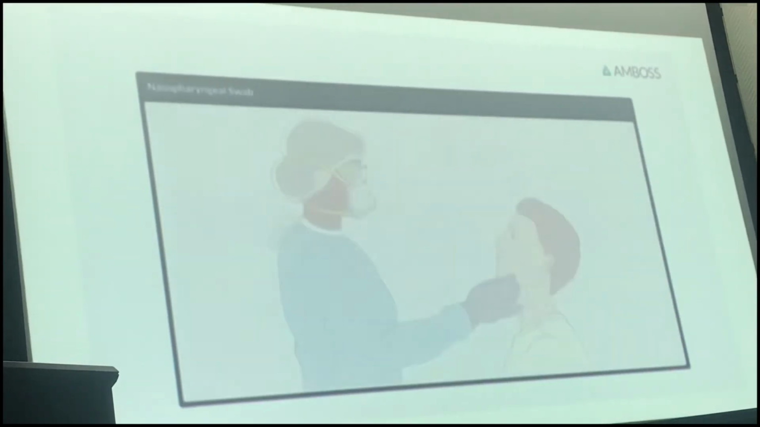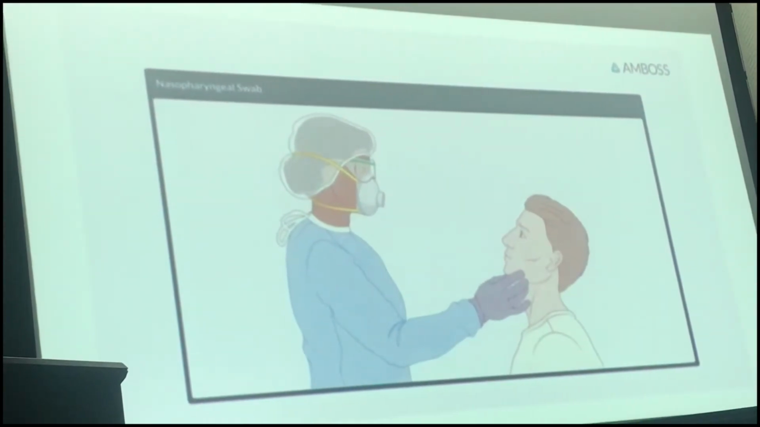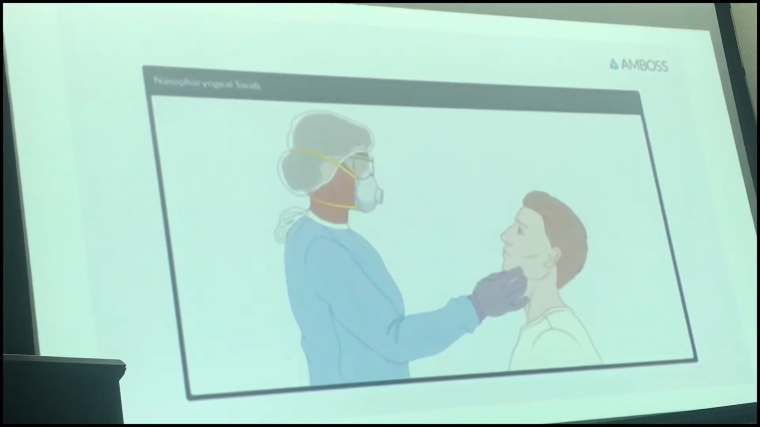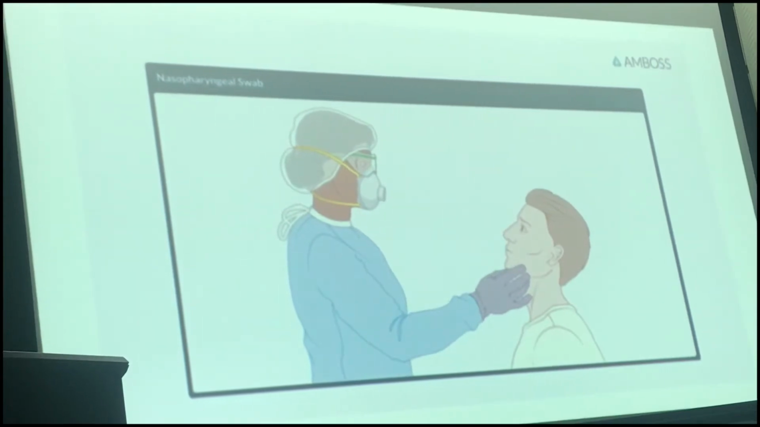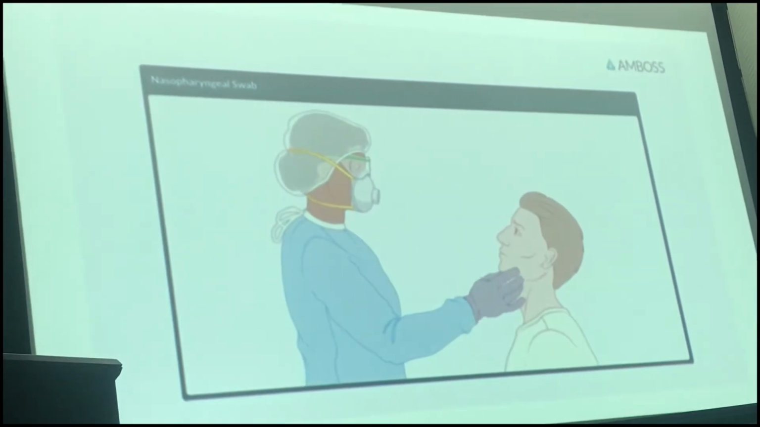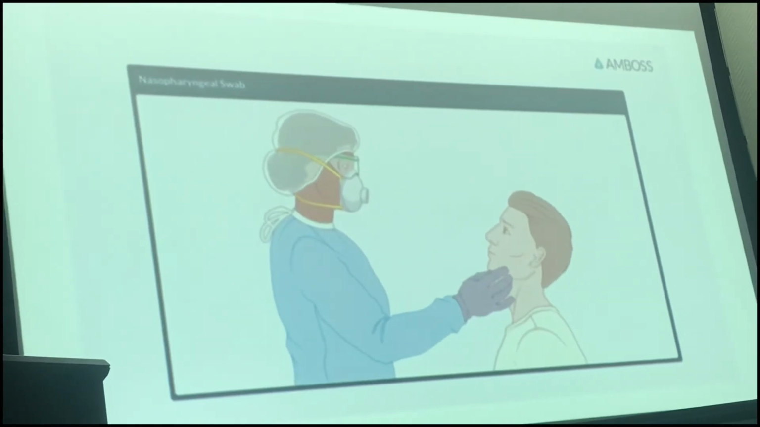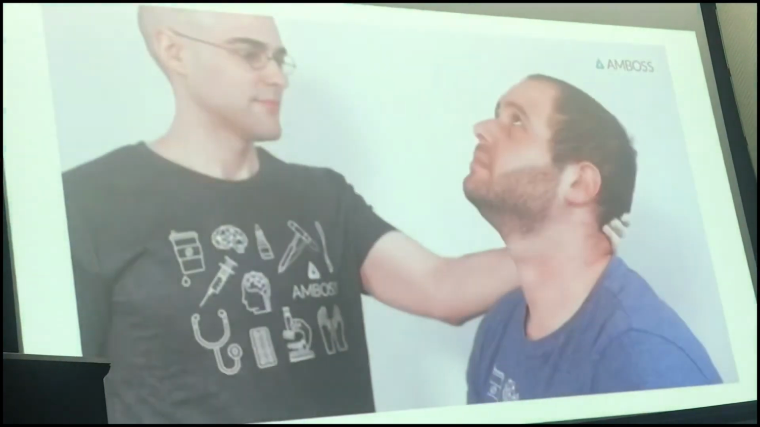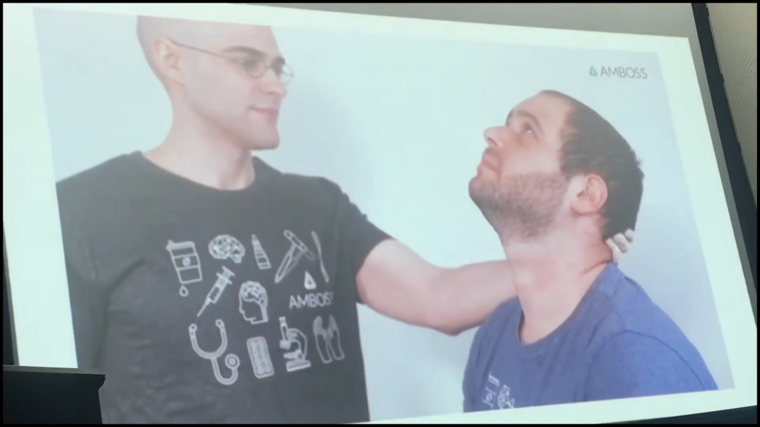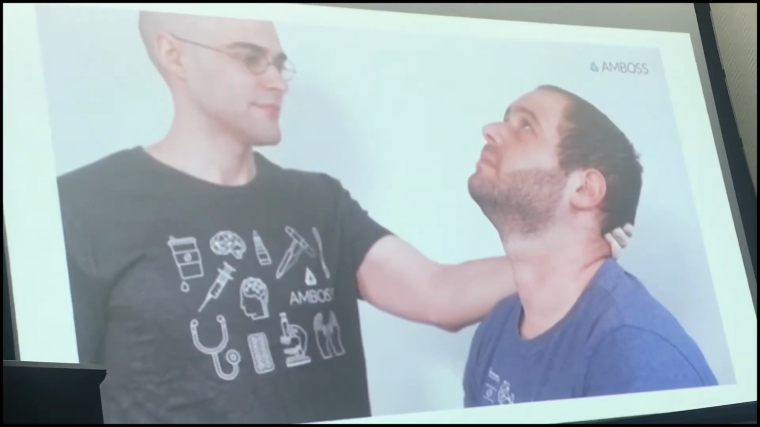Let's begin with the nasopharyngeal swab. The patient should be alert and cooperative. Allow them to first blow their nose. The patient should sit in a relaxed and comfortable position during the sample collection process. Tilt the patient's head back slightly and support it with your non-dominant hand.